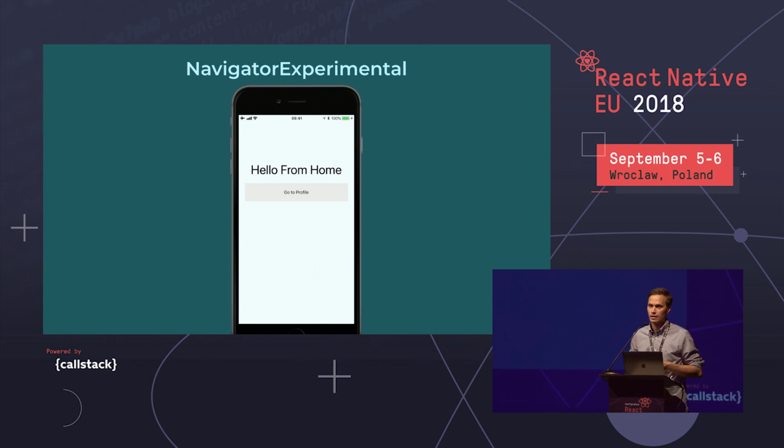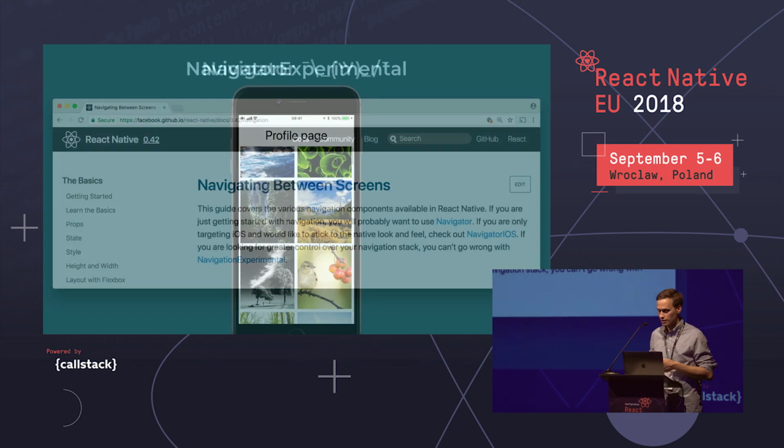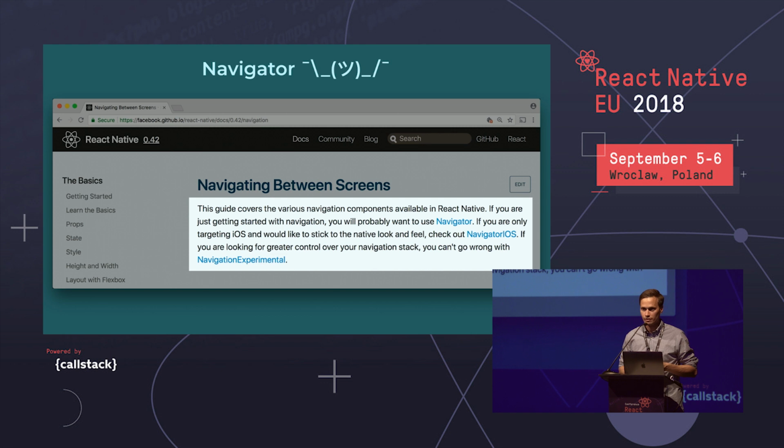But it had a problem, and the problem was the name. When something is called experimental, then you're not very likely to use it. So at some point, we had three navigators in React Native core, and it was part of documentation, this text. I'll give you 30 seconds to read it. But anyways, it was difficult really to choose experimental in such a case.